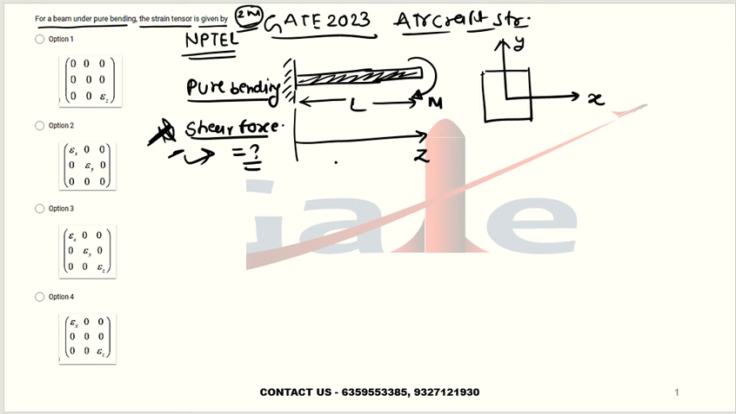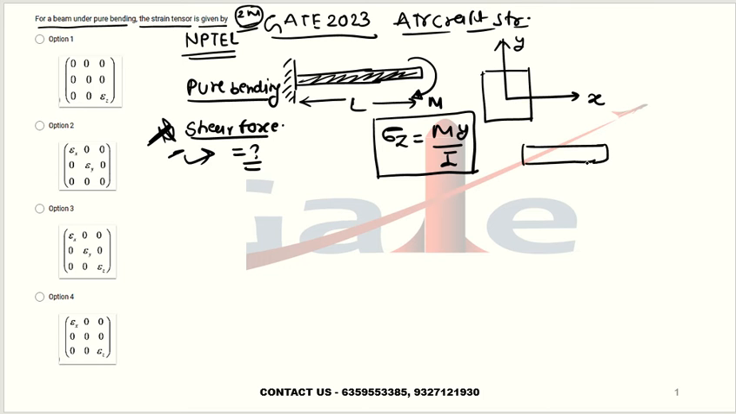Now let's see what they are asking. They are asking which option is correct for the stress tensor in the pure bending case. In pure bending, you will get stress in the z direction. When you try to bend this kind of beam in this way, stress is generated in this direction, which is the z direction for us. The length direction is the z direction. So you will get only one normal stress, which is your bending stress.